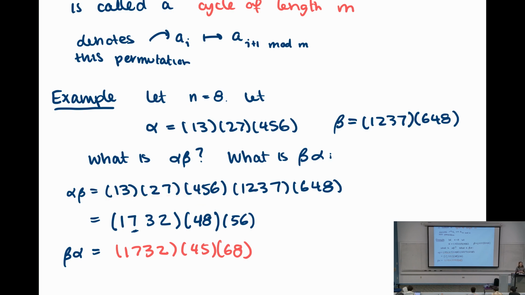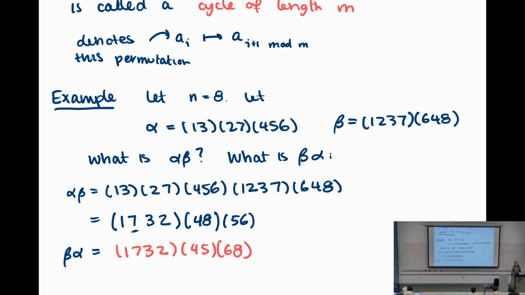But that feels like the stuff on the left is happening first. The stuff on the right happens first, because with function composition, it's like alpha represents some function and beta represents some function. So you're applying beta first, and then you're applying alpha.